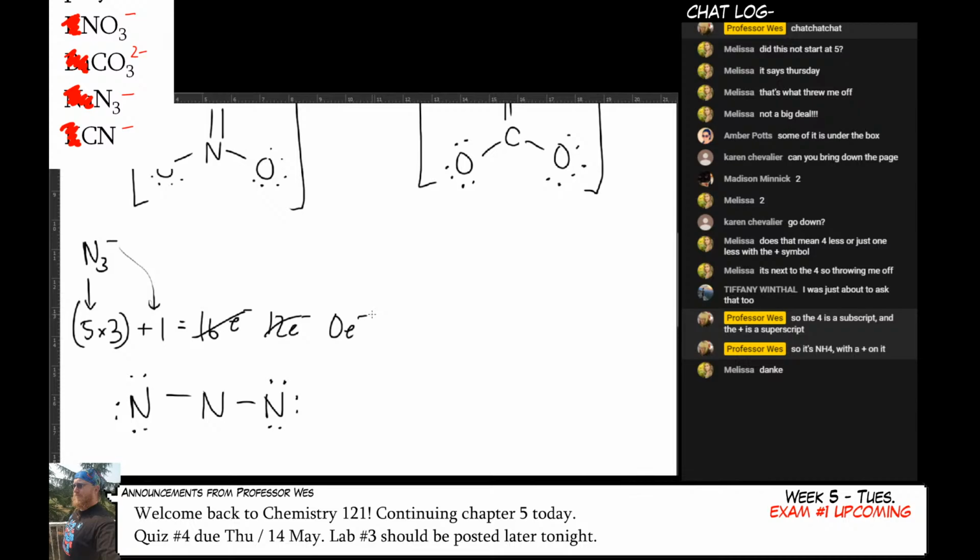This is looking an awful lot like CO2, isn't it? And in fact, when I do this and this, I get that as my structure. And there you go. And then finally for CN, I'm just going to draw the answer for CN really quickly. CN looks like this. And there's the result.